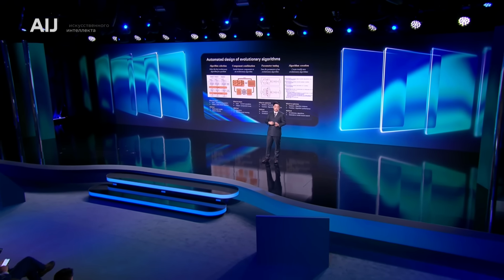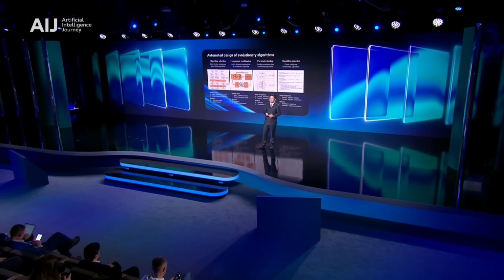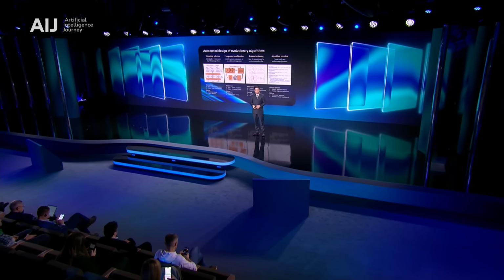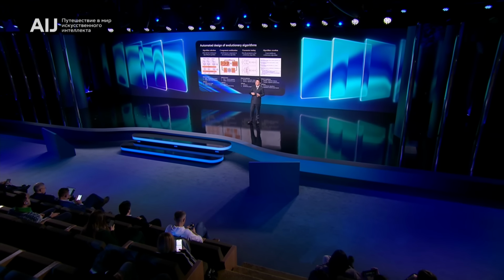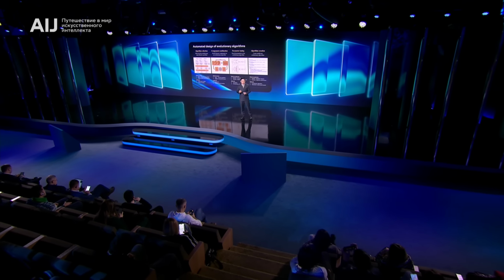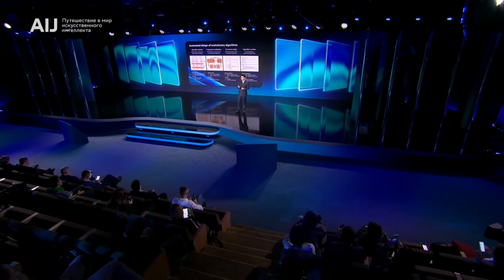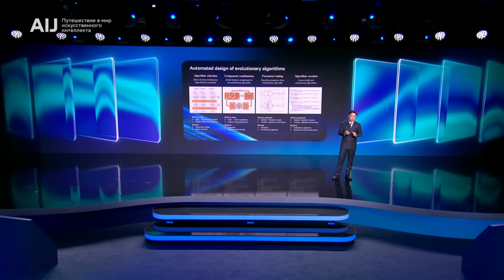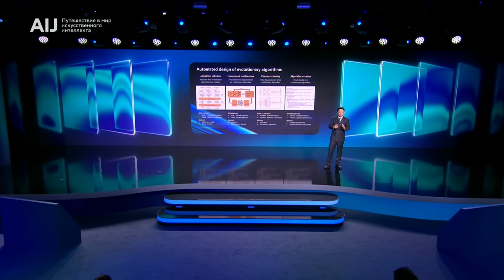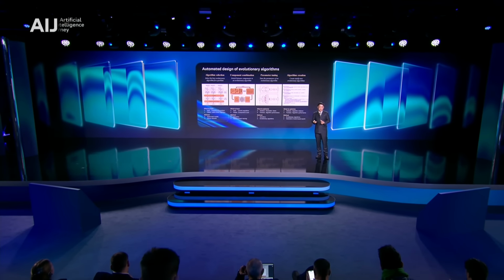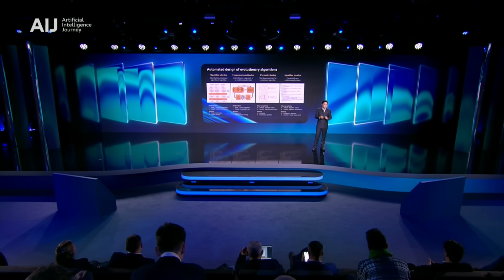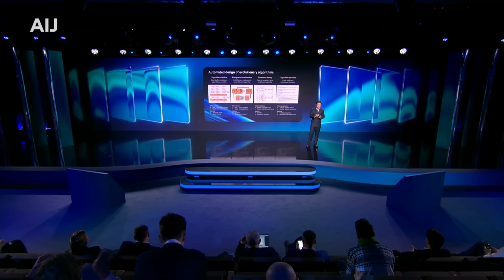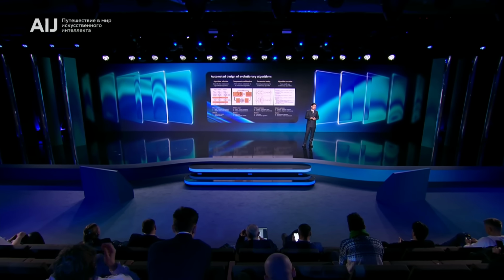Next, I would like to introduce some automated methods for the design of evolutionary algorithms. For example, algorithm selection aims to select the best evolutionary algorithm for each problem. Component combination aims to switch between different components in an evolutionary algorithm. Parameter tuning aims to find the best parameters for an evolutionary algorithm. And also, algorithm creation aims to create totally new algorithm source codes for new problems.